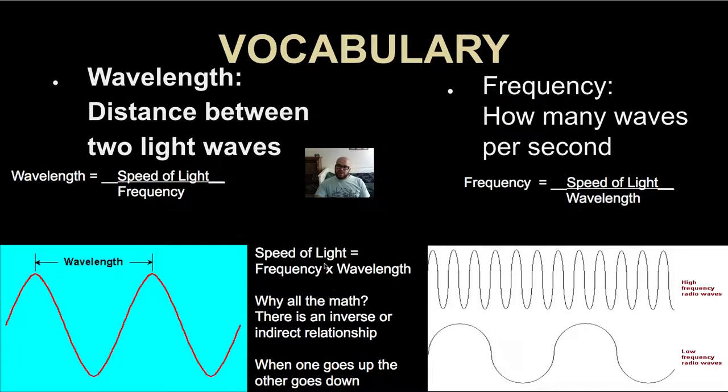But if you don't remember all of those equations, that's okay. What you do need to remember, though, is because the speed of light is constant, if one of these changes, the other has to change, and they have to change in the opposite direction. So there's an inverse or indirect relationship between wavelength and frequency. So when wavelength goes up, frequency goes down. And when frequency goes up, wavelength goes down. So they are the opposites of each other.